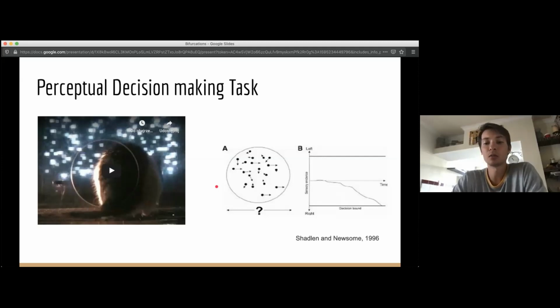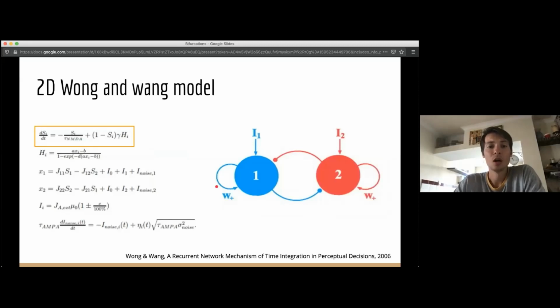model in neuroscience, the so-called drift diffusion model. But this model describes very well the statistics of the behavior of the participant, as well as reaction times, but it doesn't really tell much about the underlying neuronal process that is happening in the brain. So to address that, around 2006, this model that is known today as the Wong-Wang model of decision making was introduced.